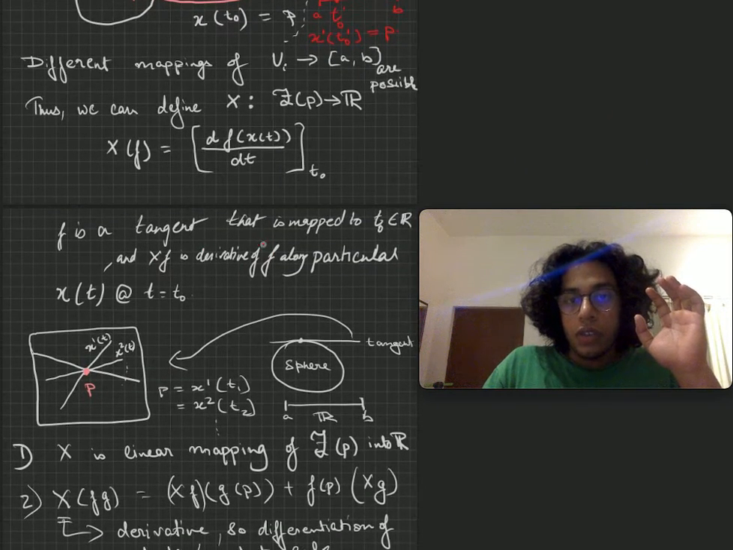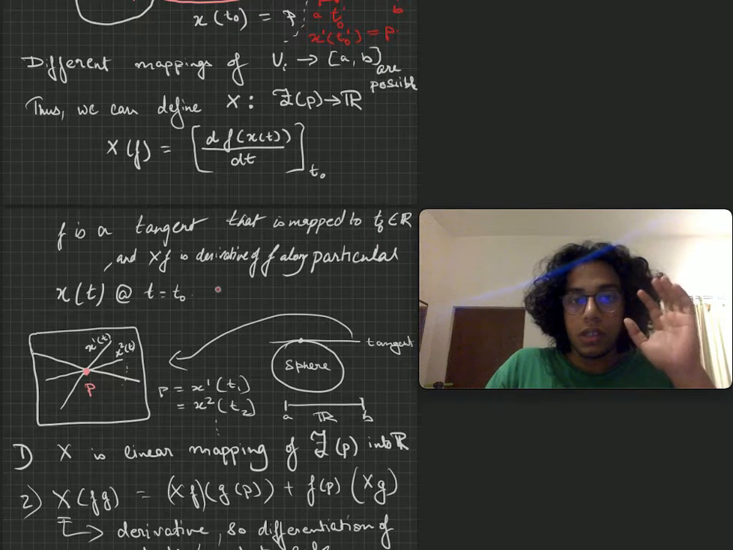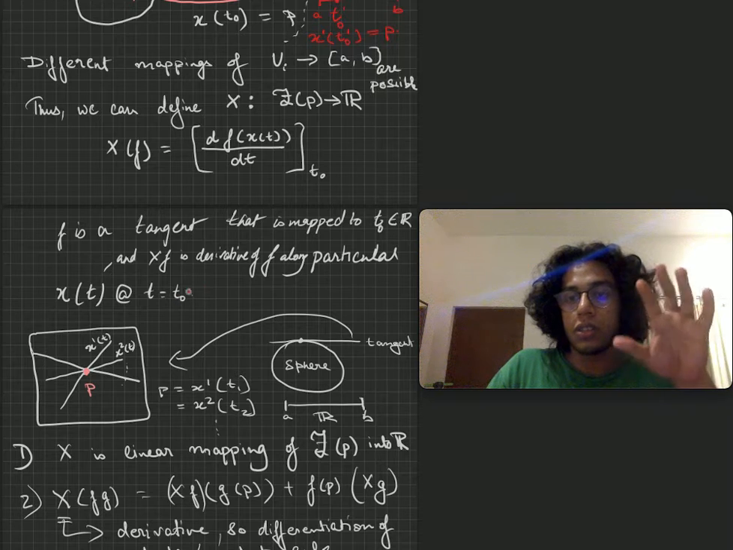Now f is a tangent that is mapped to t naught, which belongs to R, right? This is basically it, and X of f is the derivative along that particular x of t at t equal to t naught.